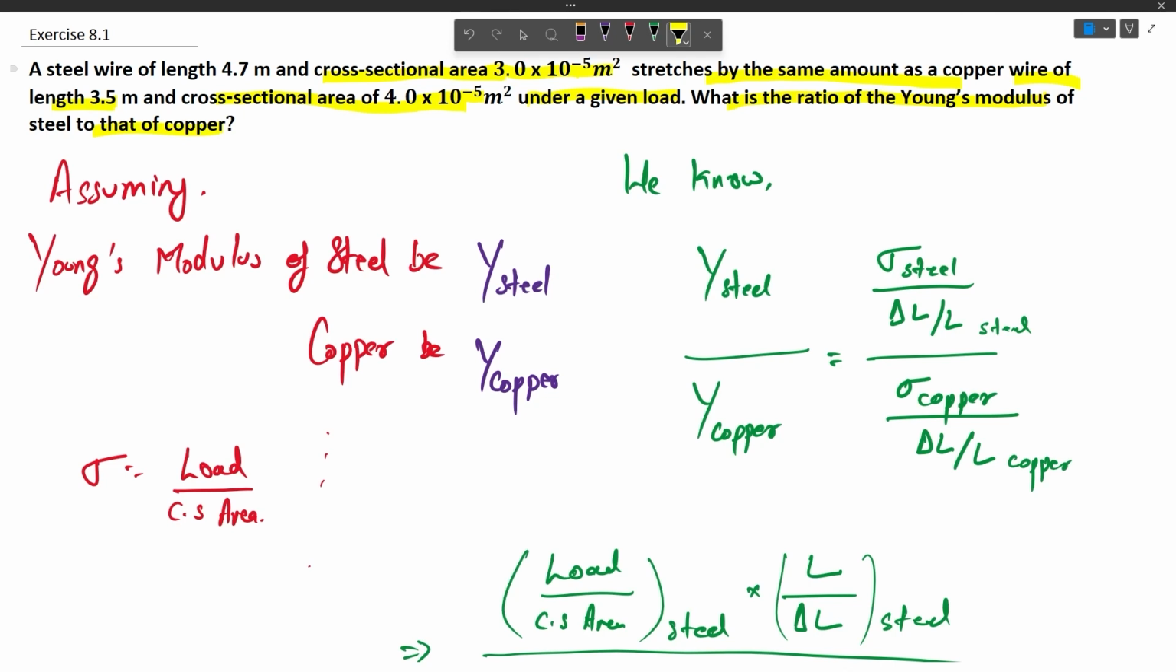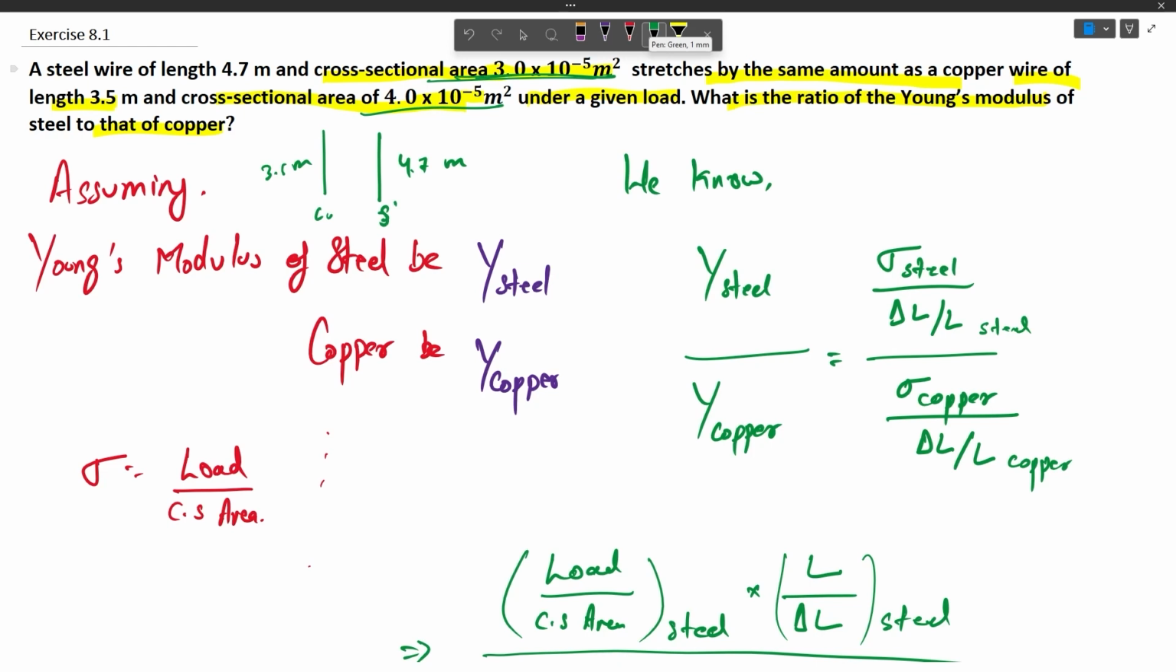So here there are two specimens. One is of copper and one is of steel. Now they both have different length. The steel wire is of 4.7 meter long and copper wire is of 3.5 meter long, and they both have different cross sectional area also. The steel wire has this cross sectional area and the cross sectional area of copper wire is 4 times 10 to the power minus 5 meter square.